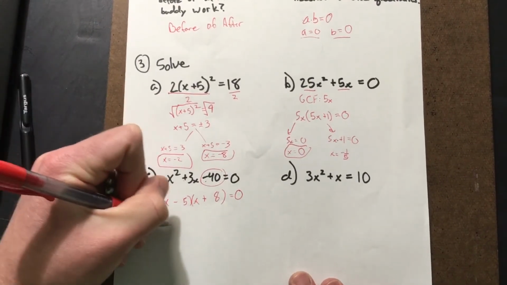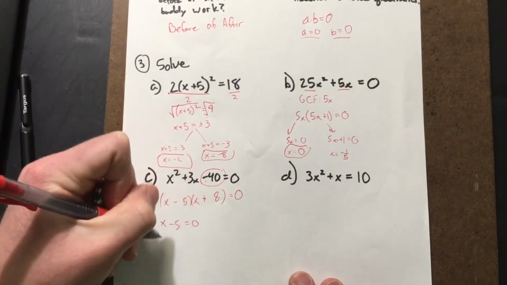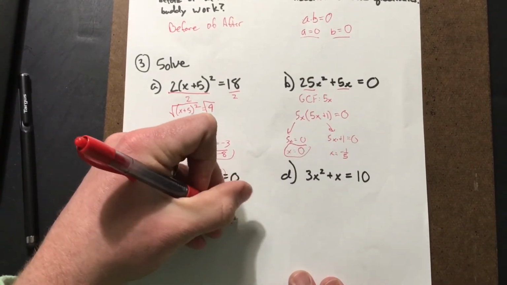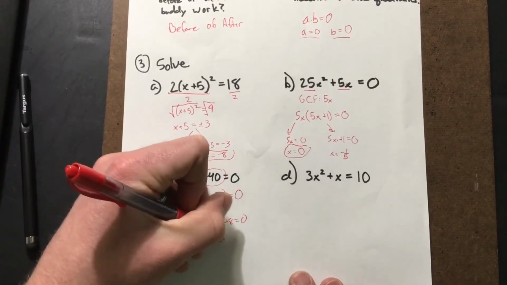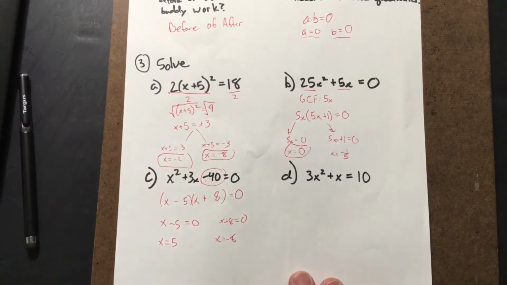We break it into our 2 equations. X minus 5 equals 0, and x plus 8 equals 0. And so x has to equal 5, and x has to equal negative 8.